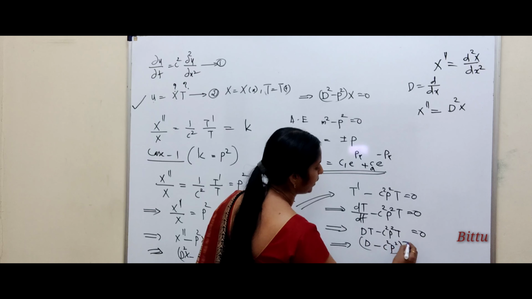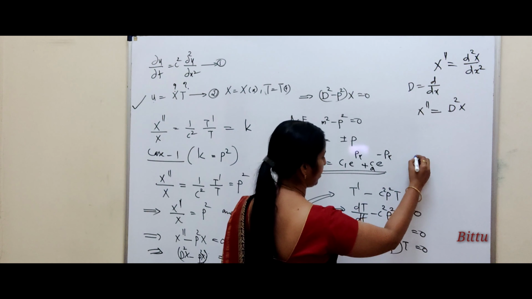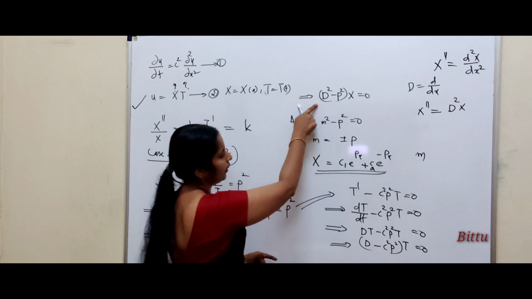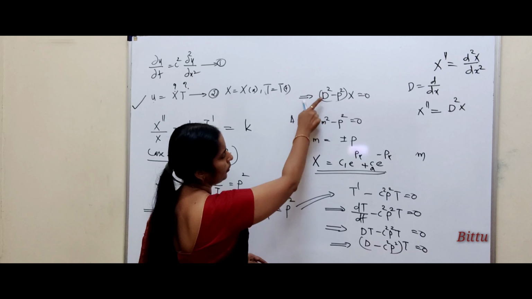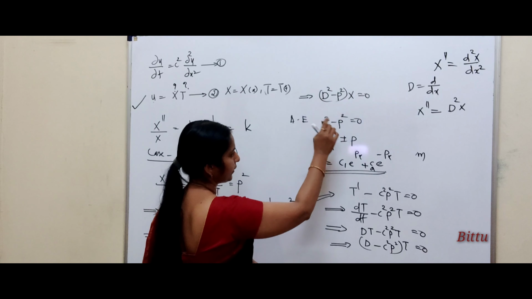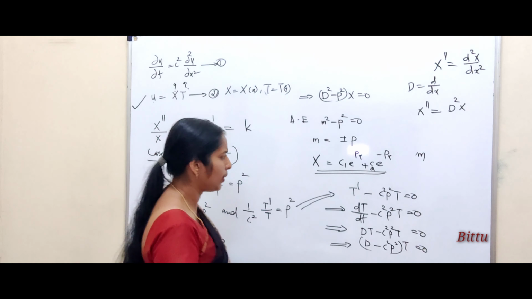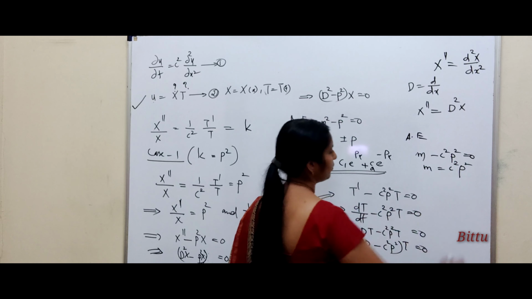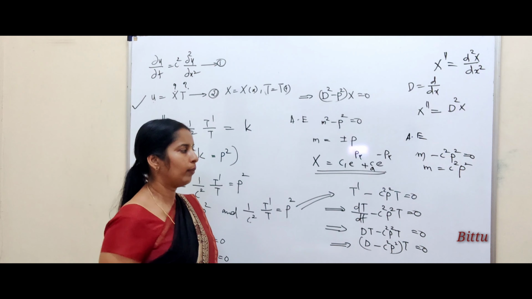Next, what is its auxiliary equation? For getting the auxiliary equation, you just replace D by m and ignore this T. Similarly, you can write the auxiliary equation as m minus c square p square equal to 0. So what is m? m is c square p square. It has a single real value.